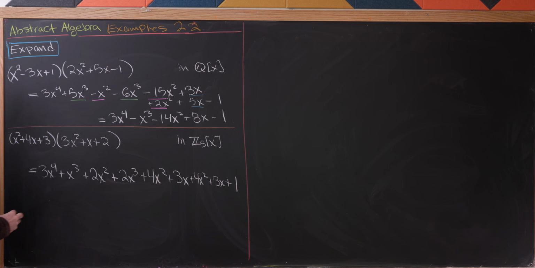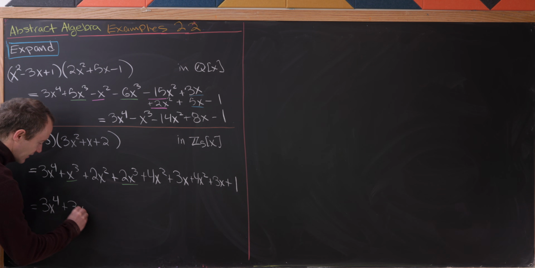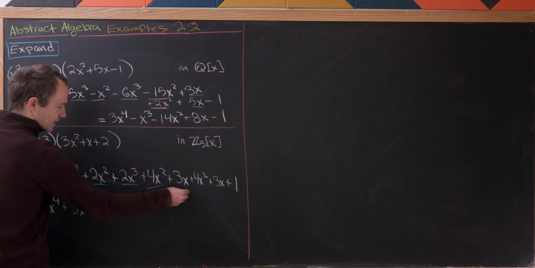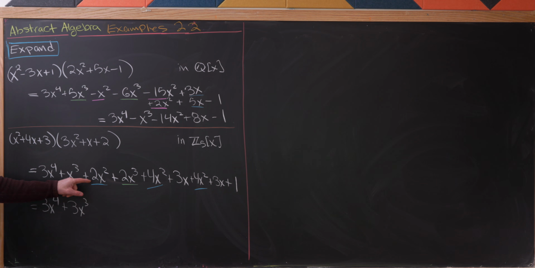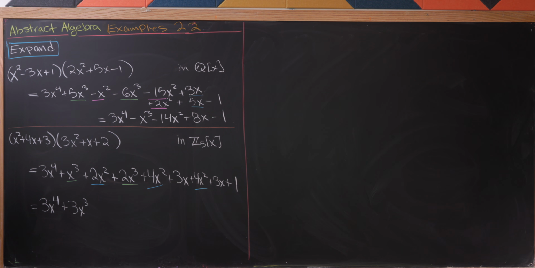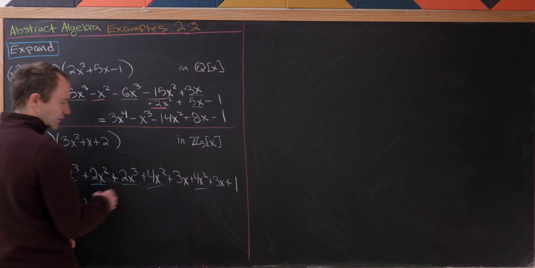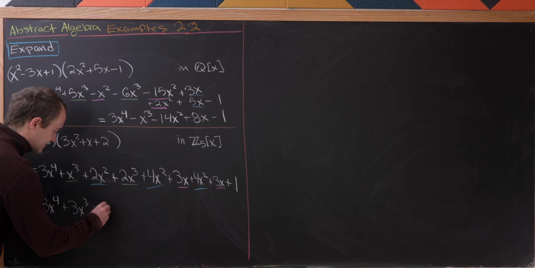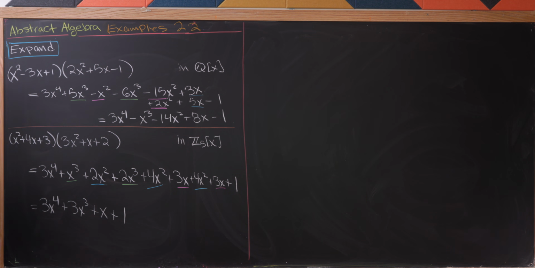Now we've got to combine like terms, so we've got 3x to the fourth, and then we have this x cubed term and this x cubed term. Those will add to 3x cubed, and then let's see, we've got an x squared term, another x squared term, and another x squared term. So 2 plus 4 plus 4 is 10, but 10 is 0 inside of Z5, so we don't need an x squared term. And then for our x term, we have 3 plus 3, which is 6, but 6 is 1 inside of Z5, so that's plus x, and then plus 1. So there we have it.